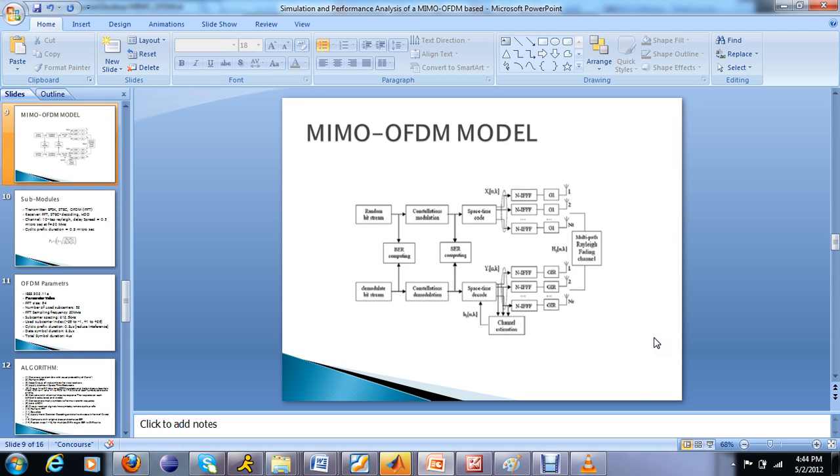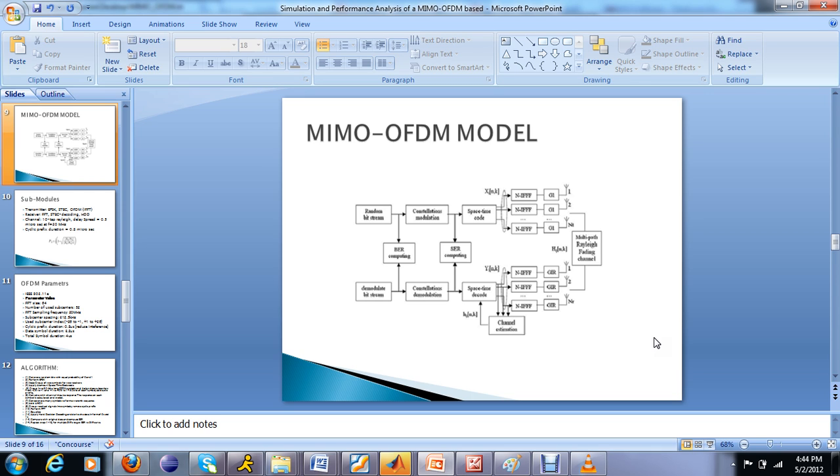In this MIMO-OFDM model, as we can see, first random data are input. After that, constellation modulation like QPSK or QAM is done. After that, space-time block coding, that is Alamouti space-time block coding, is done. After that, the OFDM modulation is done, and then they are transmitted through the multiple antennas. Then they arrive at the receiver.